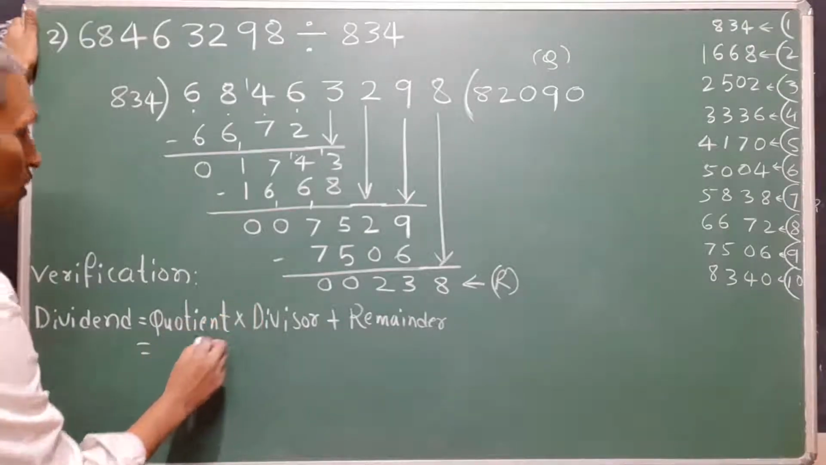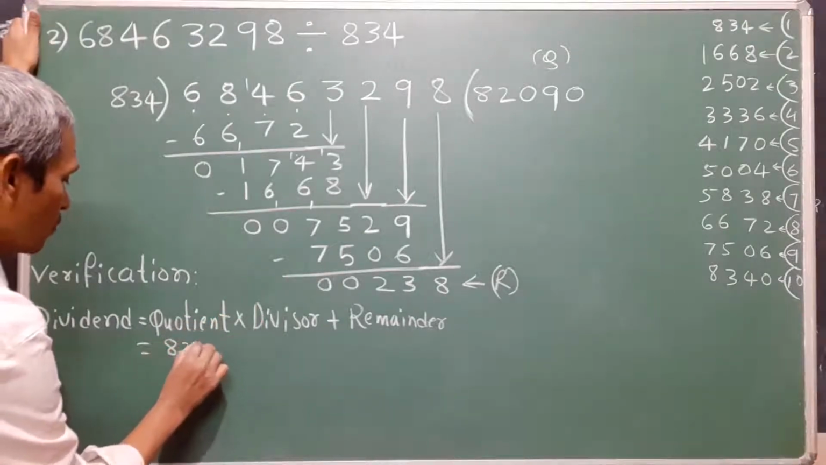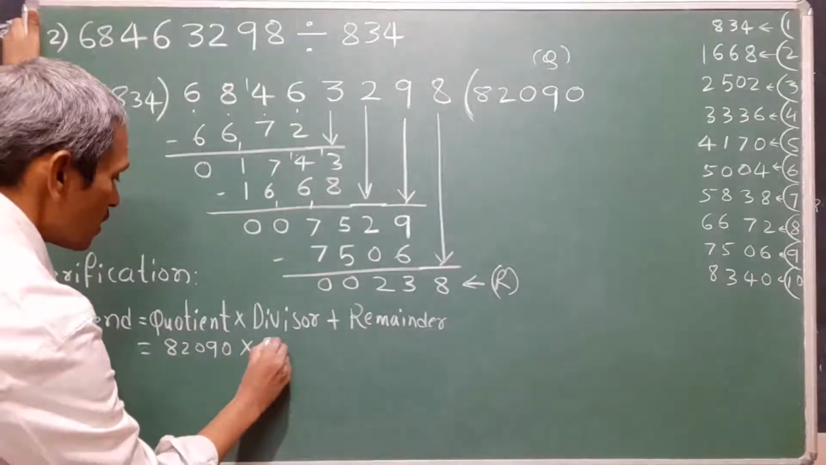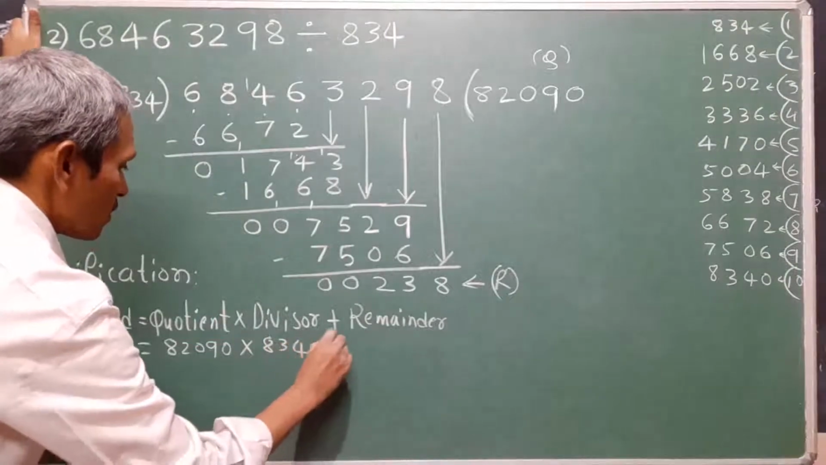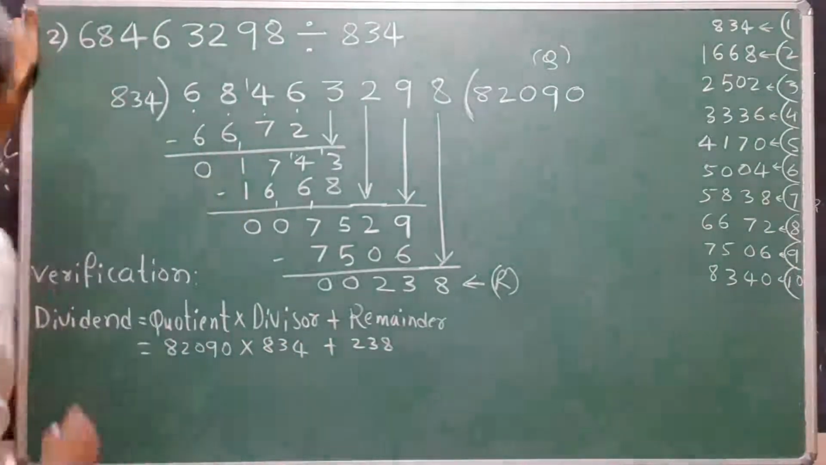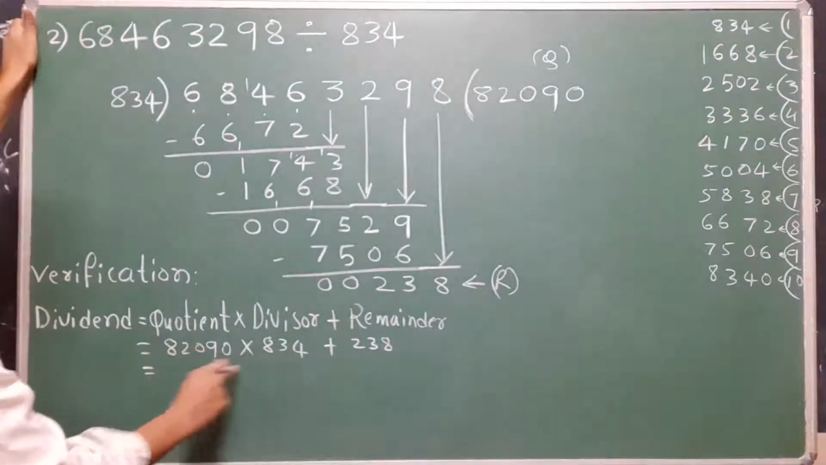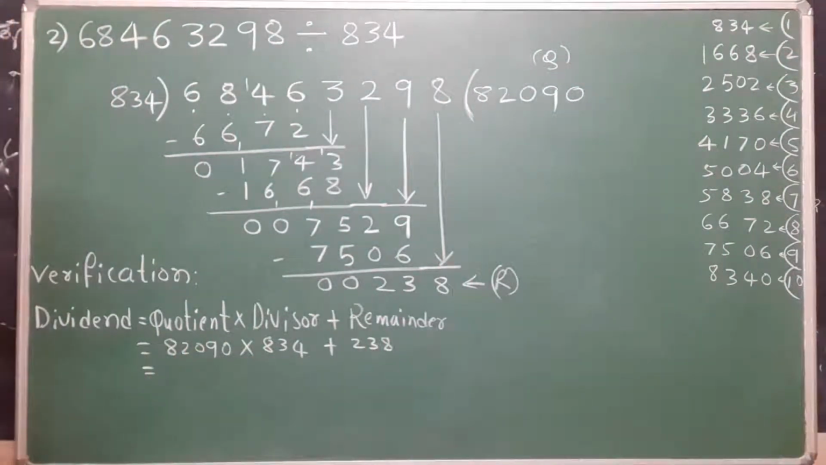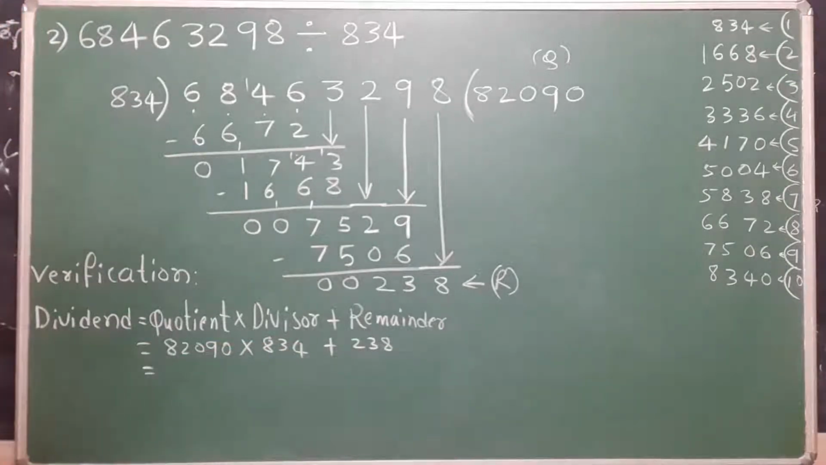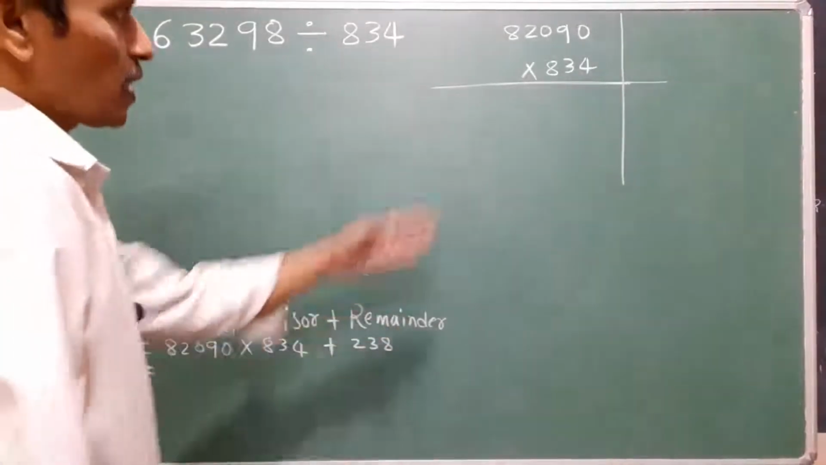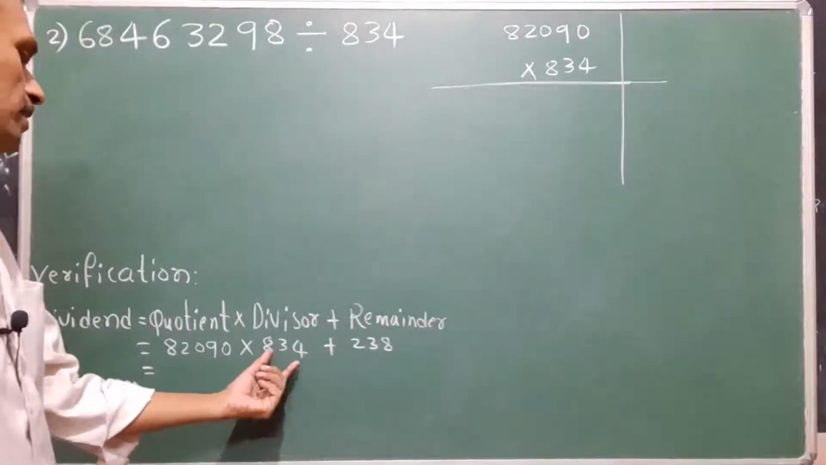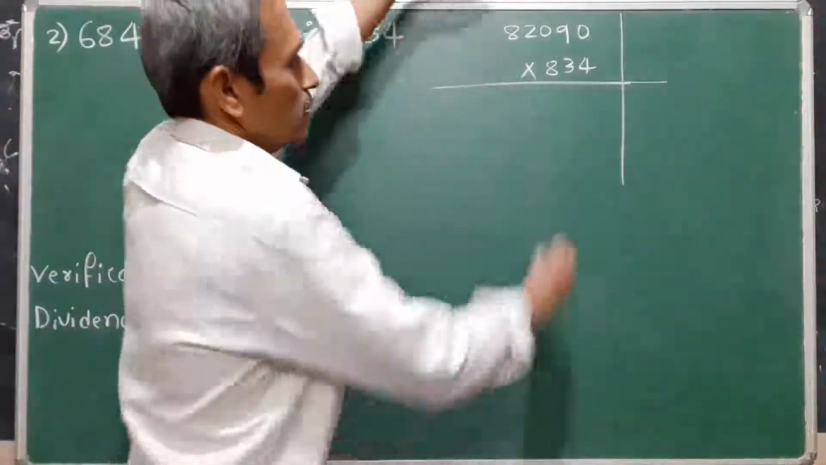See here, what is the quotient we got? 82090 into divisor, which is 834. If we add the remainder to this, we should get the dividend. Now we will multiply this first, then we will add the remainder to the product of these two numbers. Now we will multiply this quotient by the divisor. See what we will get.